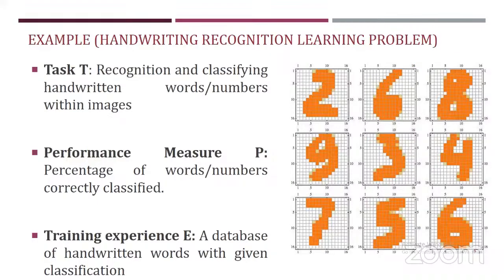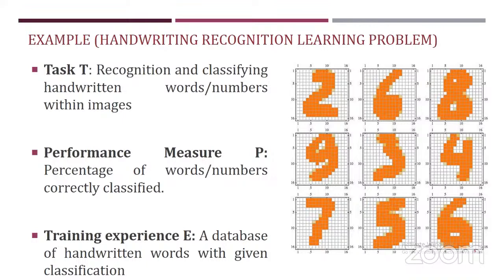Now, if we relate all these concepts with an example, suppose the task is to recognize handwritten digits. Here the task is to identify what digit has been written on your supplied image. All these images are related to handwritten digits. So your task is to recognize, or classify, the digit which is present in your image.